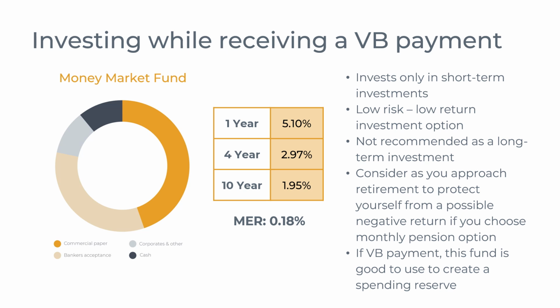If you are considering the variable benefit option at retirement, the money market fund is a good fund to use to create a spending reserve to protect a portion of your account against short-term market losses during retirement. We do suggest having 1 to 3 years of expected withdrawals invested in the money market fund as you are approaching or nearing retirement.